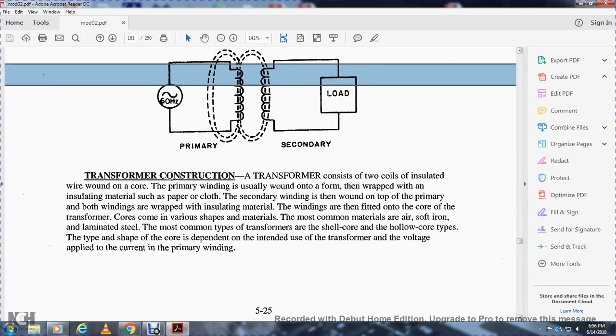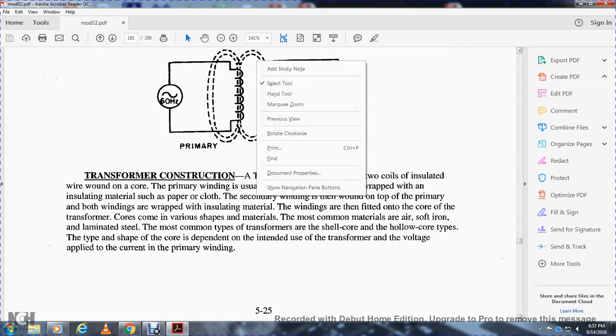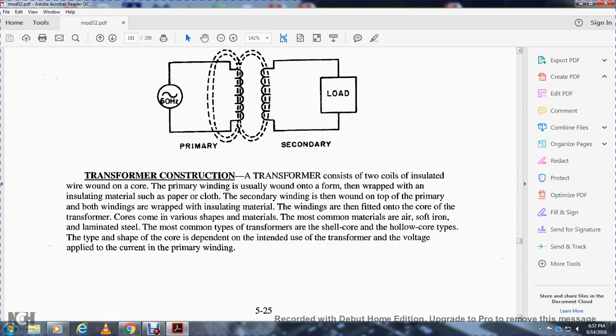Transformer construction. A transformer consists of two insulated coils of wire wound on a core, with the primary wound onto a form and wrapped in an insulating material such as paper or cloth. The secondary winding is then wound on top of the primary. Both windings are wrapped in insulating material. The windings are then fitted onto the core of the transformer. The core can be air or another material. The most common materials are soft iron and laminated steel. The most common type of transformer is the shell core, with a hollow core type.